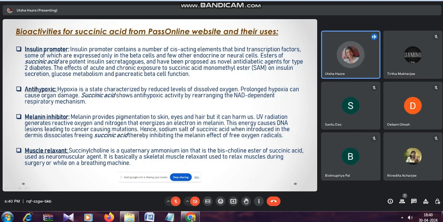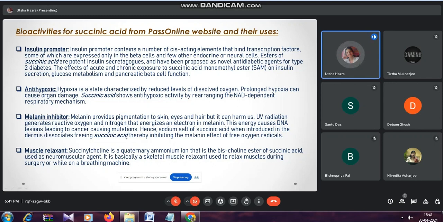The sodium salt of succinate, when introduced in the dermis, basically on the skin, dissociates, freeing succinic acid, thereby inhibiting the melanin effect of free oxygen radicals. So thereby it can reduce those cancer-causing mutations.